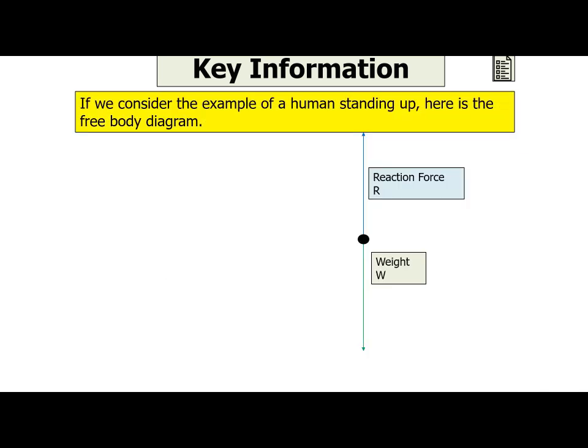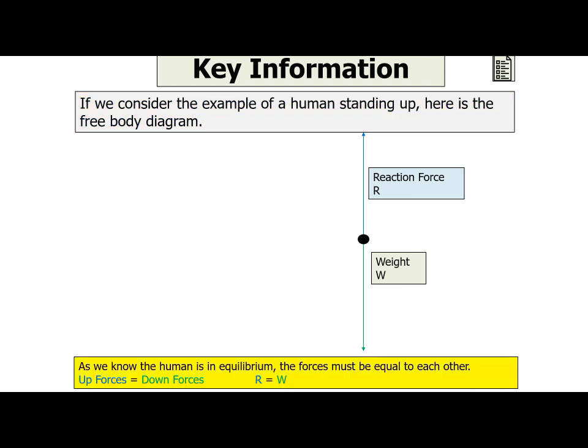Now, if we consider the example of a human standing up, we can see our free body diagram. Now, as we know the human is in equilibrium, the forces must be equal to each other. So the upward forces equal the downward forces, or in this case, R will equal W.